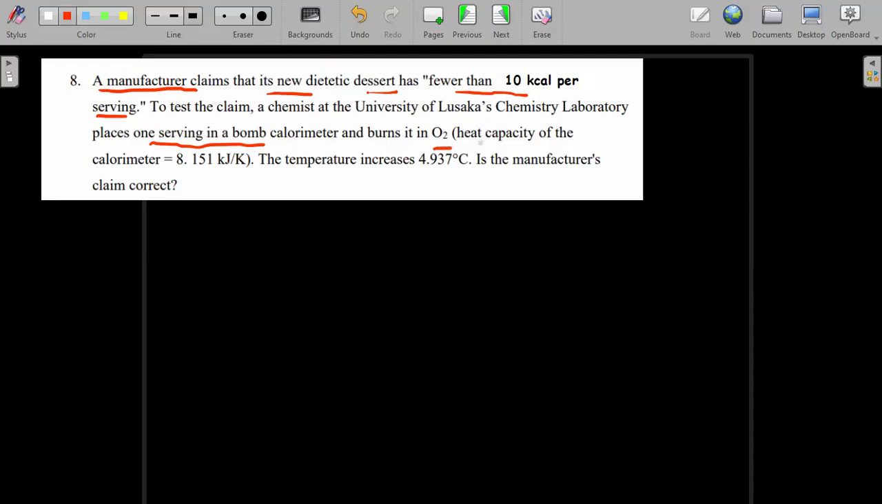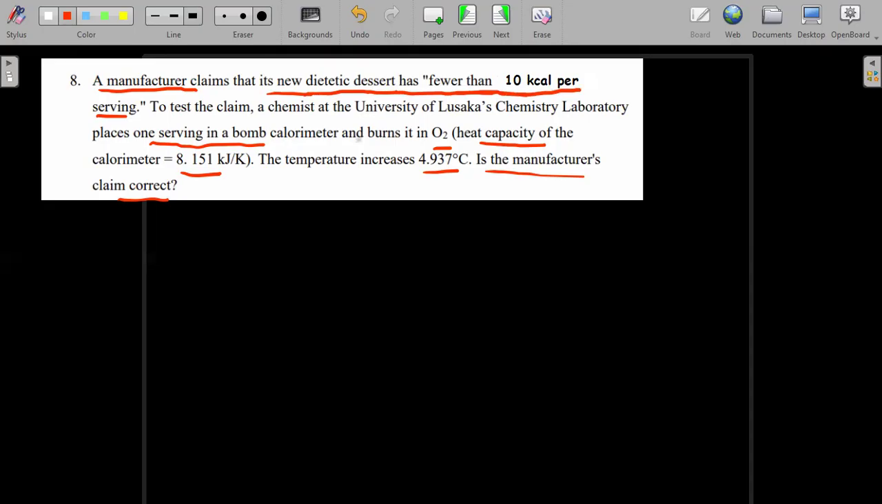The heat capacity of the calorimeter is 8.151 kilojoules per Kelvin. The temperature increases by 4.937 degrees Celsius. And then the question now is, is the manufacturer's claim correct? The manufacturers are claiming that this new dietetic dessert has fewer than 10 kilocalories per serving.